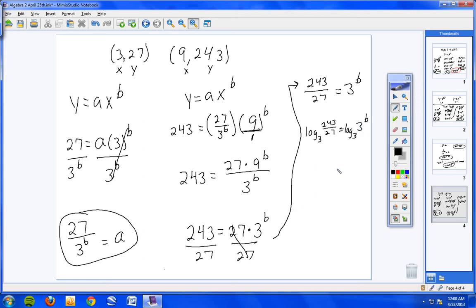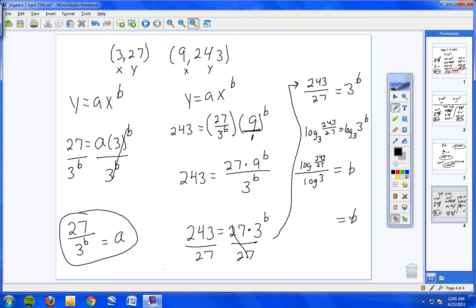Okay? Now, remember why we did this. Over here on the right side, whenever a base matches a base, everything cancels out except the exponent. So I'm going to go ahead and bring down this b right here. And now over here, I can basically type this into my calculator, students. Look, I would have the logarithm of 243 over 27, and all of that would be over the log of 3. Now you really need to practice typing that into your calculator, okay?